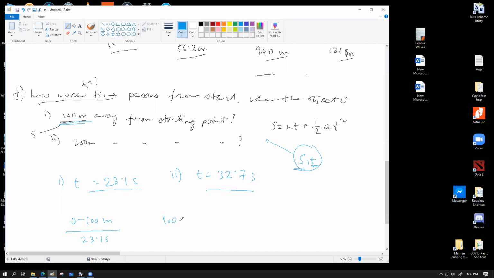For 100 meter to 200 meter, how much time was required? 9.6. That's the subtraction, 9.6 seconds. And then from 200 meter to 300 meter, 7.3.